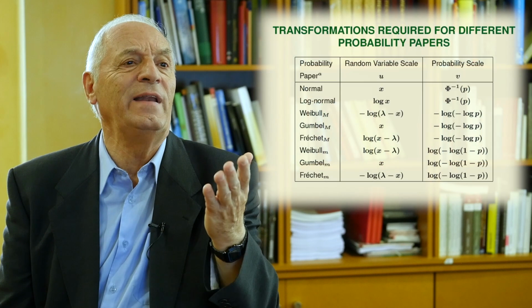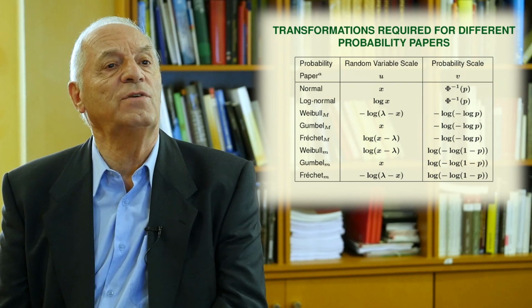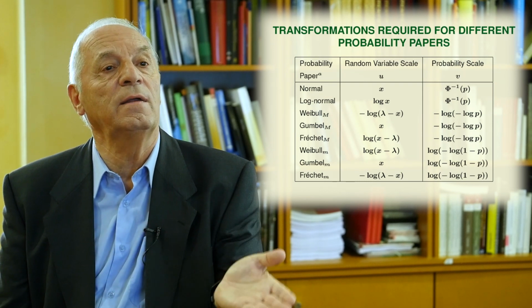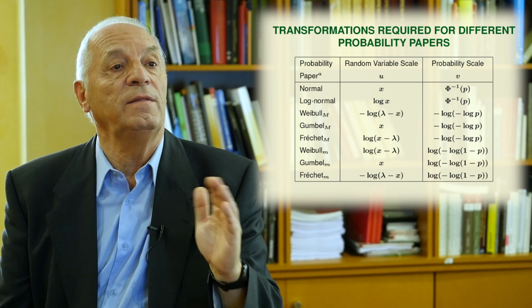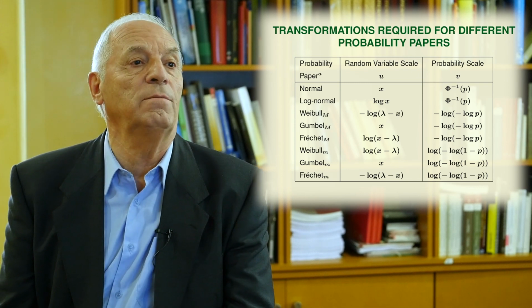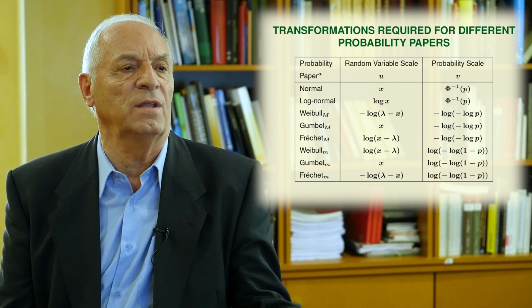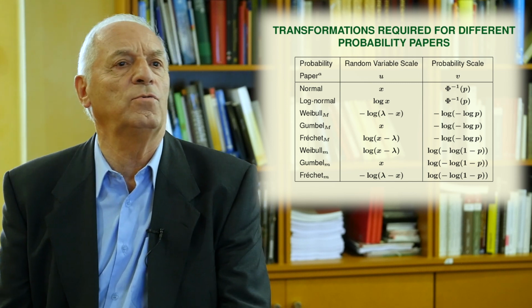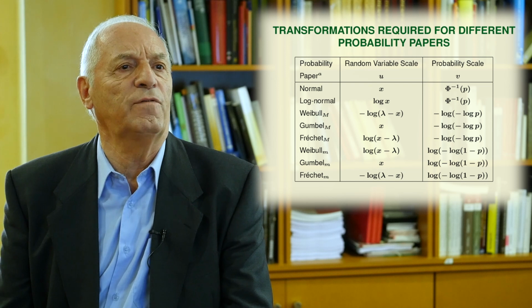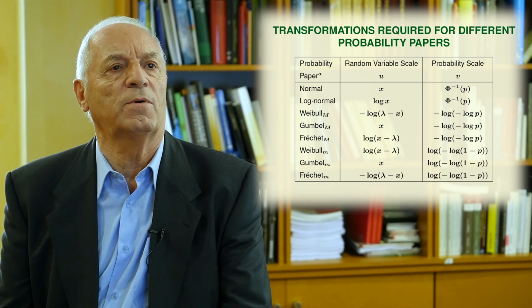And then we will be informed of how to build these probability papers. You will be given a table like that in which you can see the changes you need to perform in the probability scale and in the random variable scale to obtain the normal, the log normal, the Weibull, Gumbel and Fréchet papers for maxima and minima. You will be given this information to work with these probability papers.